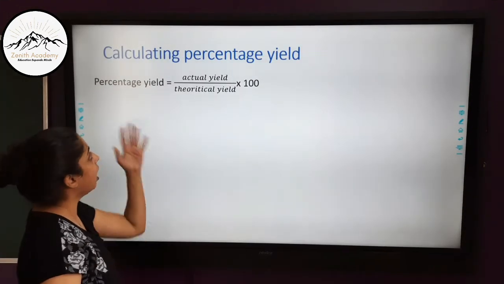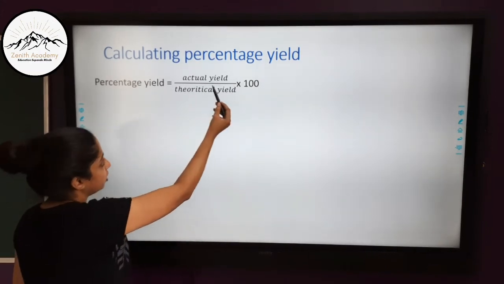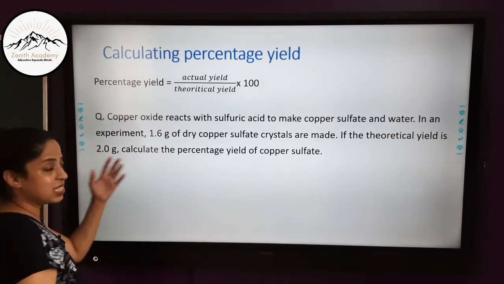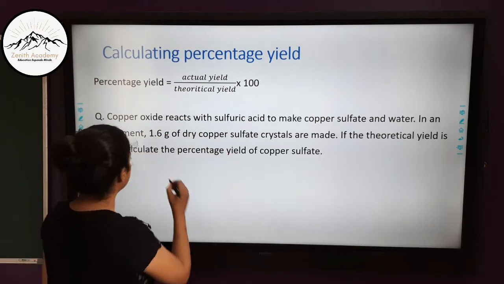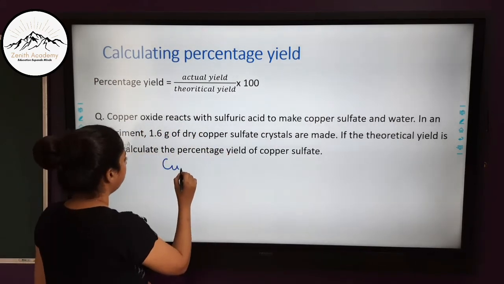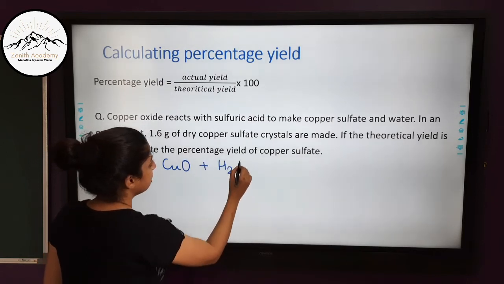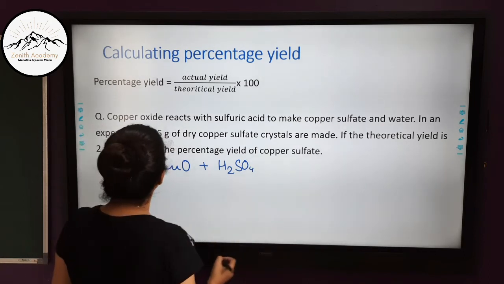Now let us see how to calculate percentage yield. Percentage yield, I told you, is actual yield upon theoretical yield into 100. Let's see an example. Copper oxide reacts with sulfuric acid. First I'll write the reaction. Copper oxide reacts with sulfuric acid to make copper sulfate and water.